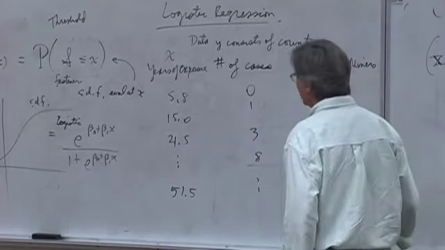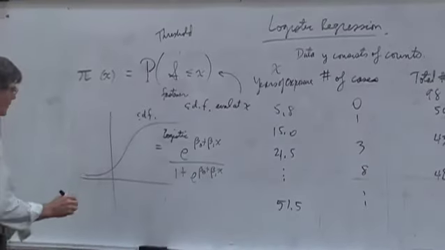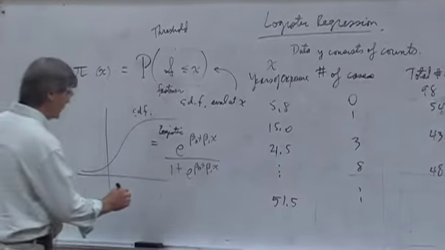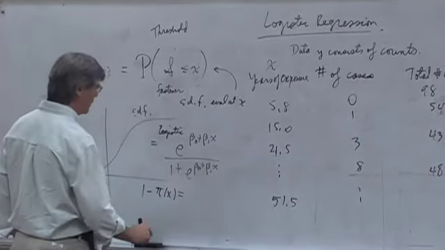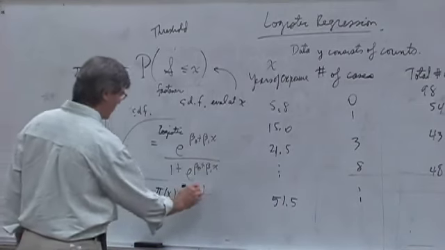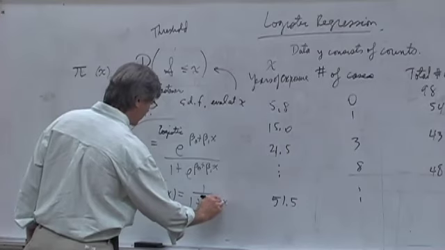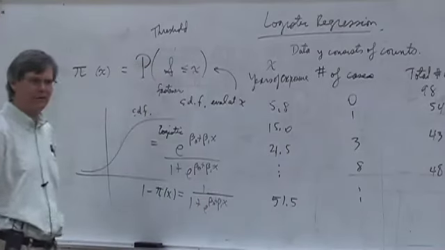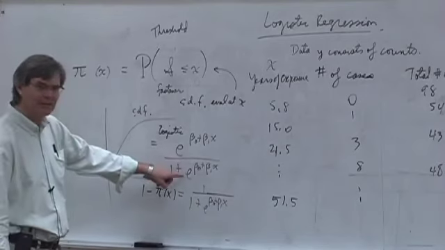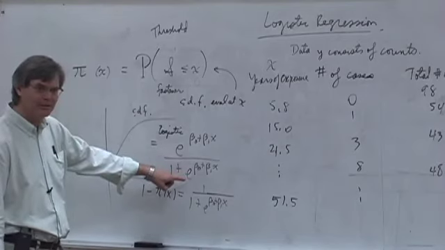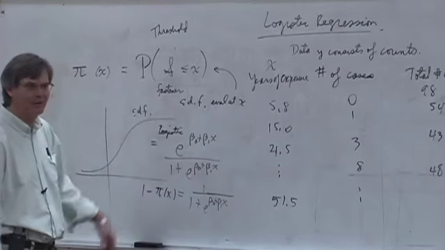So what you're going to do is to linearize this first. You're going to say, what's 1 minus pi of x? That turns out to be simply 1 over 1 plus e to the beta 0 plus beta 1x. That's a pretty easy calculation. I think all your college algebra students could do that. If I take 1 minus this exponential, then get the common denominator.